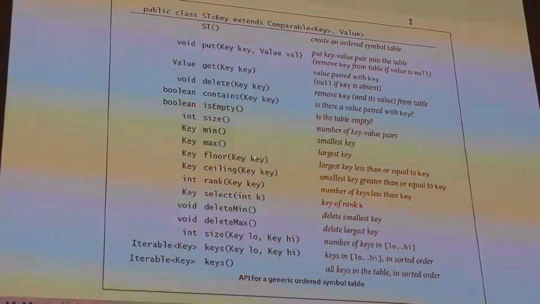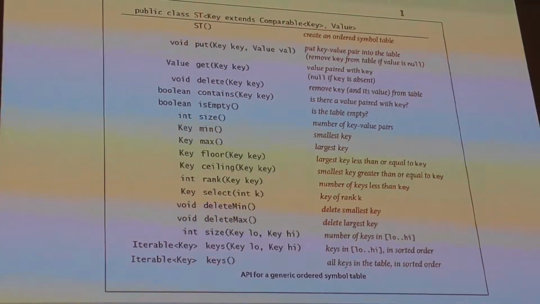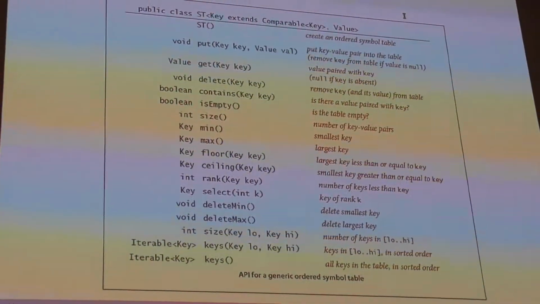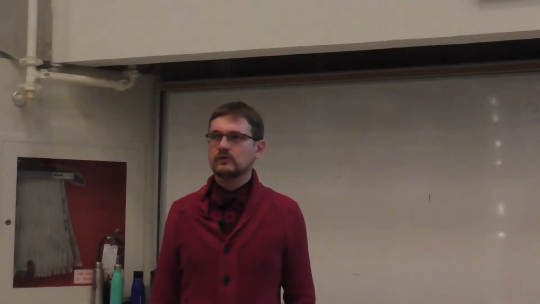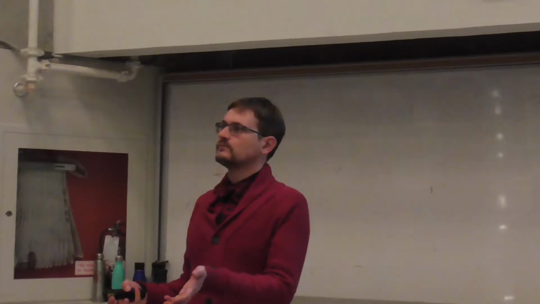Same thing with ceiling. This is a little bit interesting because normally we think of floor and ceiling as rounding functions on integers, right? But floor, technically speaking, is the greatest element not greater than the thing you're flooring. And ceiling is the least element not less than the element that you're taking the ceiling of. If you're working with a restricted domain, like, just to draw an example.